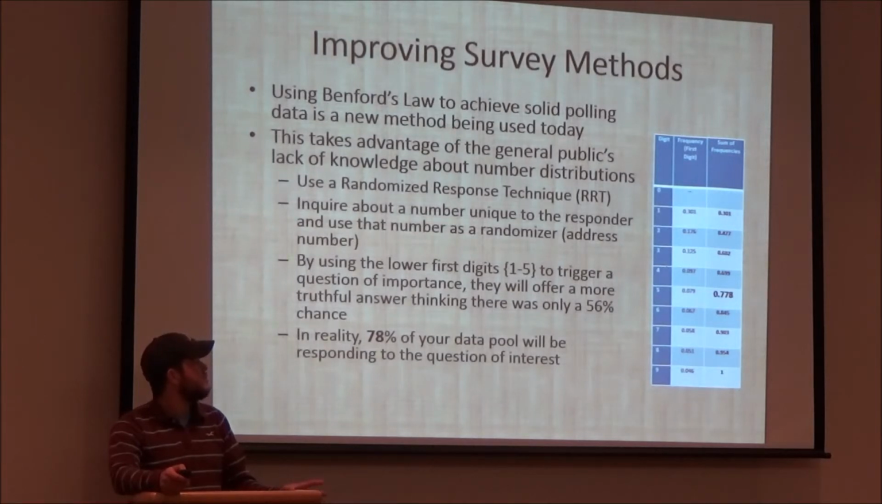And it could be used in statistical polling. It's sort of a way of tricking the general population into thinking that their questionnaire is more random than it should be. If you tell them to use their address as sort of a randomizer, they will think that it's even as it should be, but you can get almost 78% of your data to be factual. It makes the pollster more honest.